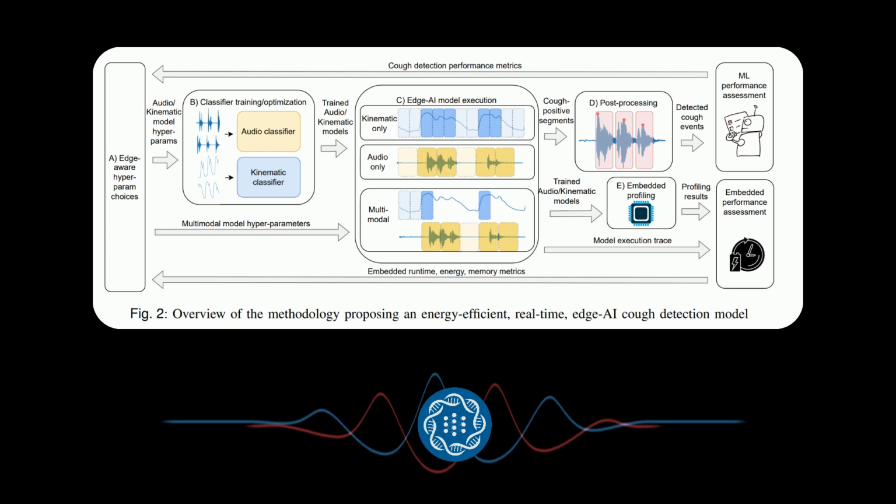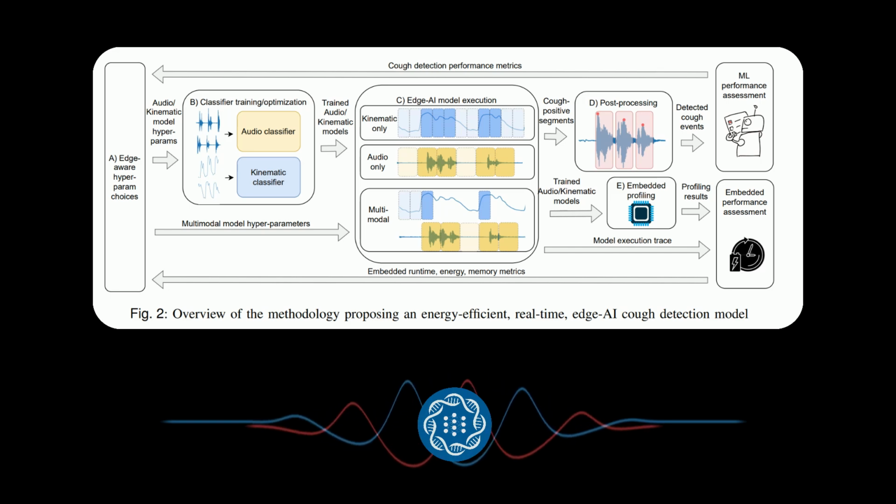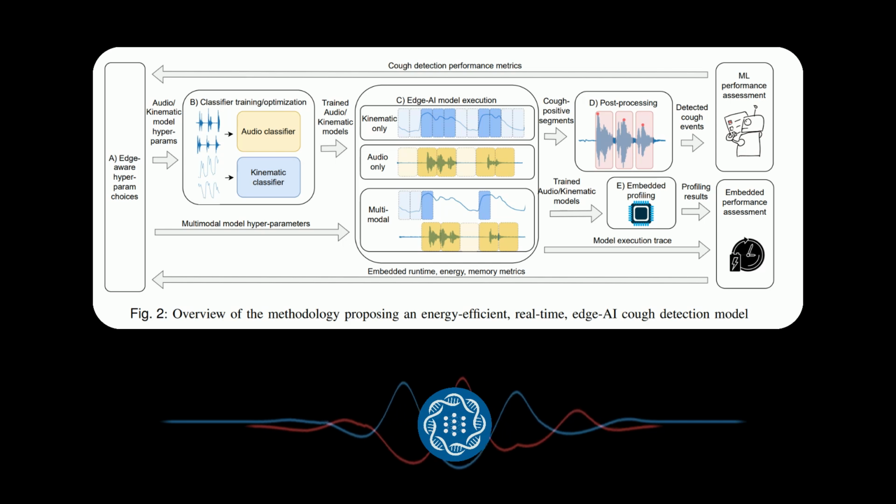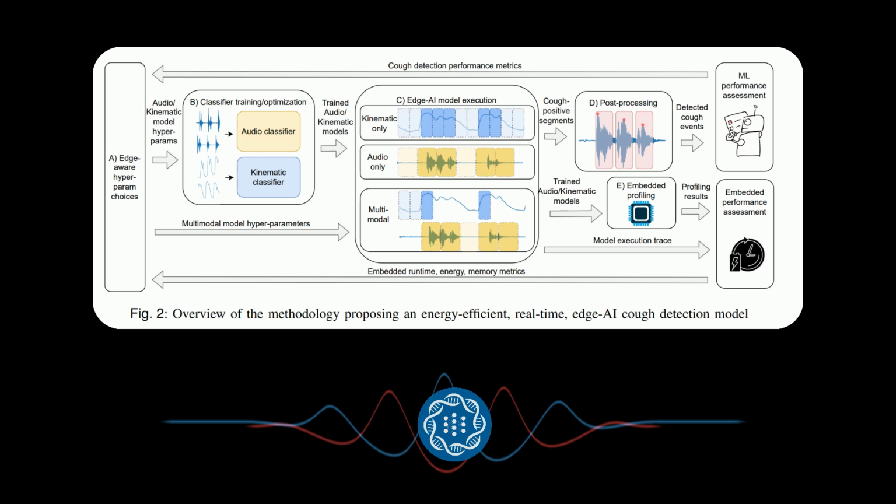Edge computing, explain that for our listeners. Basically, instead of relying on a central server to process the data, Coffee brings the AI directly to the device, like a smartphone or a wearable sensor. So the data is analyzed locally, which minimizes the amount of information that needs to be shared. So it's like having a mini AI doctor right there on your wrist, listening to your coughs and keeping track of any changes.